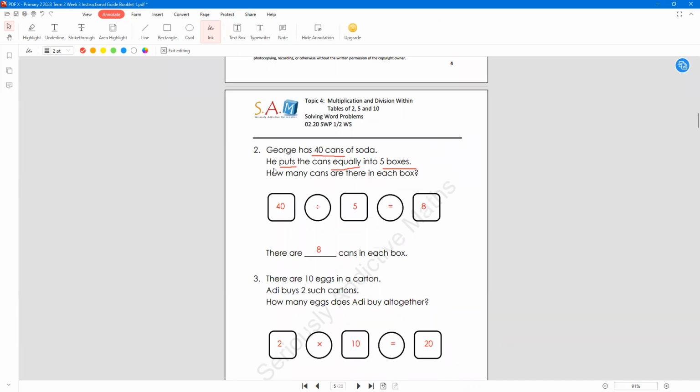What about this question here? This is a bit different. George has 40 cans of soda. He puts the cans equally into 5 boxes. So again, boxes usually means groups. So what happened here is 40 cans are put equally into 5 groups, which means each group will have the same number of cans. So you got to ask them, right?